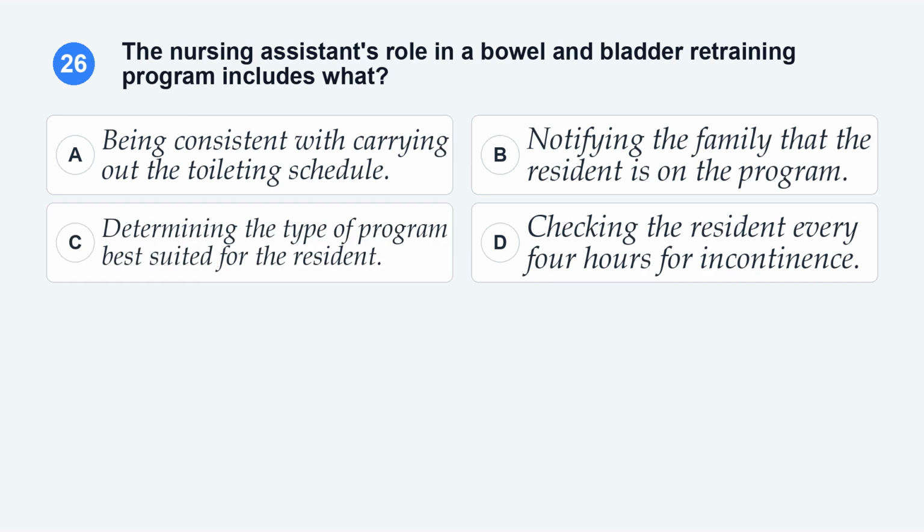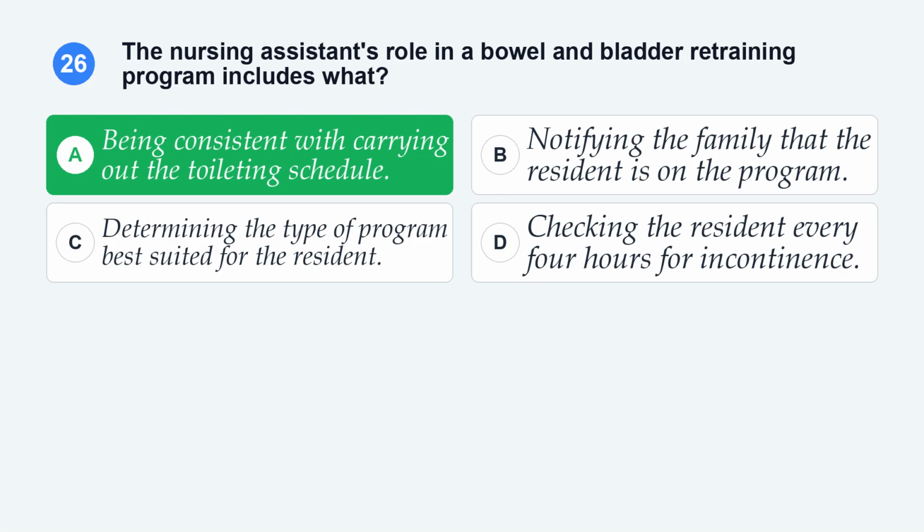Question 26. The nursing assistant's role in a bowel and bladder retraining program includes what? Option A. Being consistent with carrying out the toileting schedule. Option B. Notifying the family that the resident is on the program. Option C. Determining the type of program best suited for the resident. Option D. Checking the resident every 4 hours for incontinence.